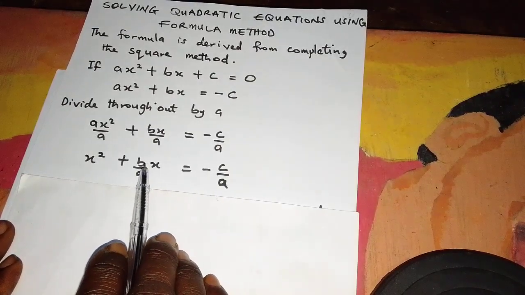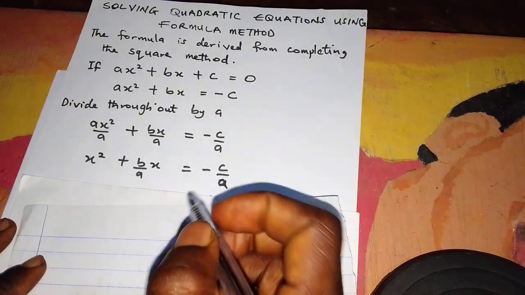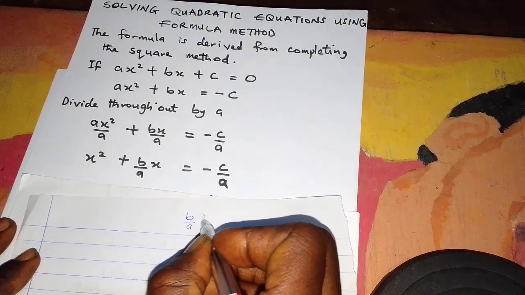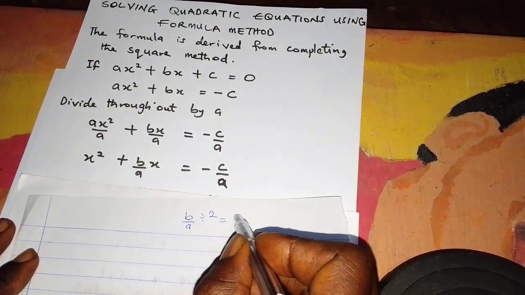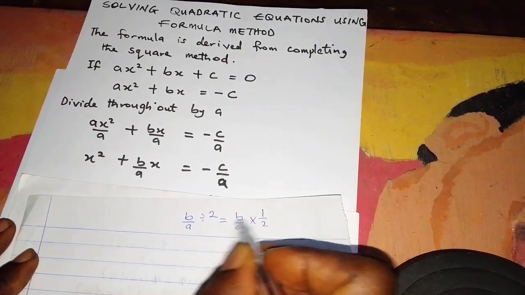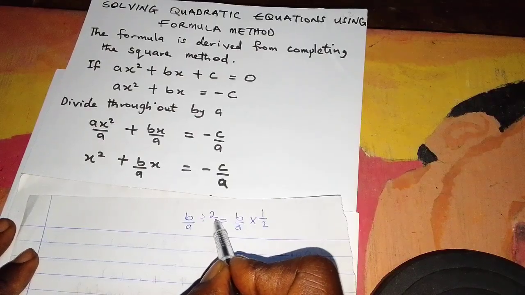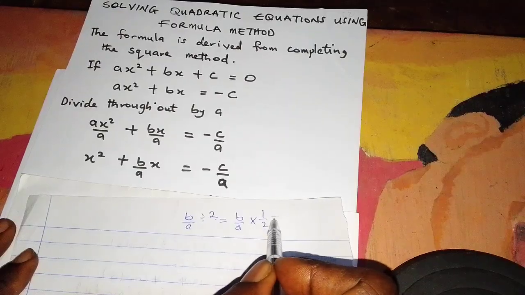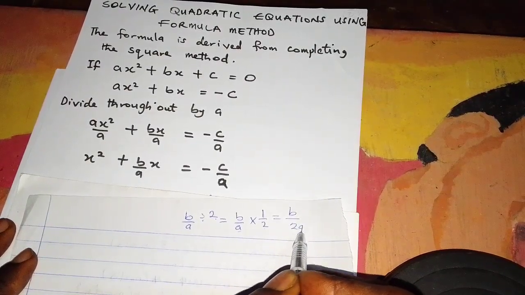Then from here, you will divide the coefficient of x, which is b over a, by 2. When you divide it by 2, it's the same thing as saying b over a times 1 over 2. Division will make the one at the back turn upside down. So b times 1 is b, and a times 2 is 2a.